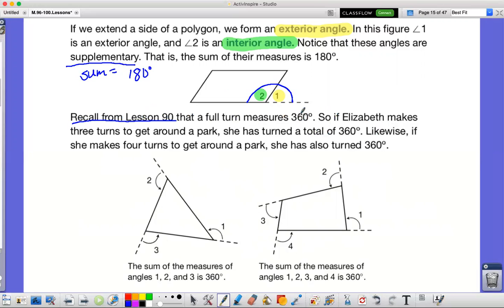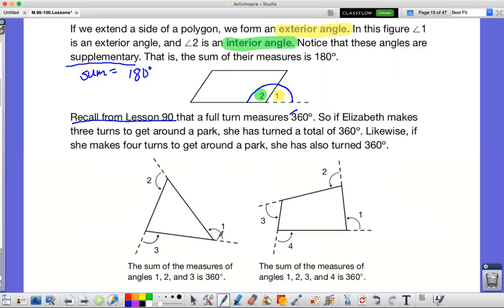So if Elizabeth is at the skate park, you know that you can actually do a 360 if you're really good. You can complete a 360. So if Elizabeth did a 360, that means she's turning. She makes 3 turns to get around a park, and she's turned a total of 360 degrees.